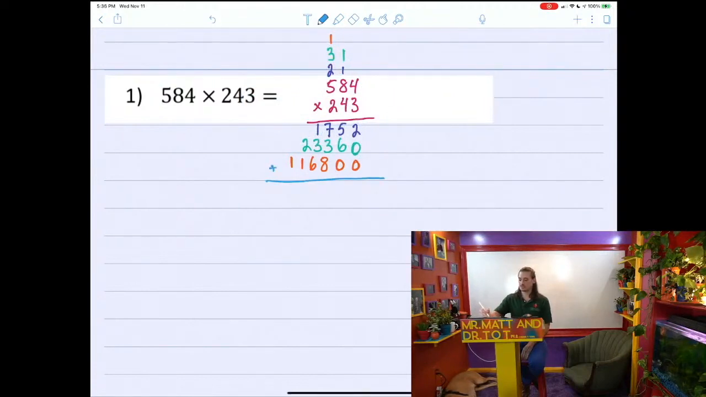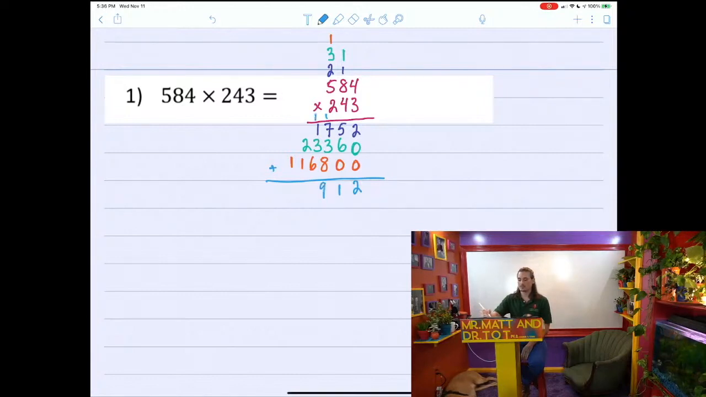2 plus 0 plus 0 is 2. 5 plus 6 plus 0 is 11, so keep the 1, carry the 1. 1 plus 7 plus 3 plus 8. 1 plus 7 is 8. 8 plus 8 is 16. 16 plus 3 is 19. So I'm going to keep the 9, carry the 1.